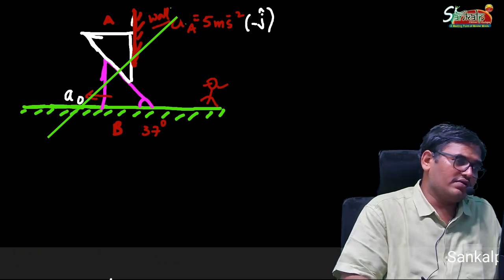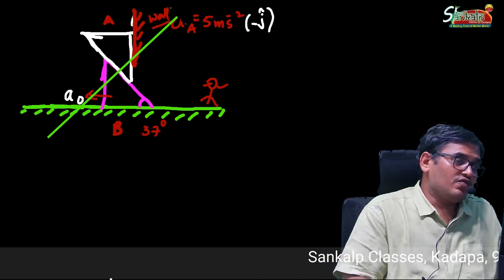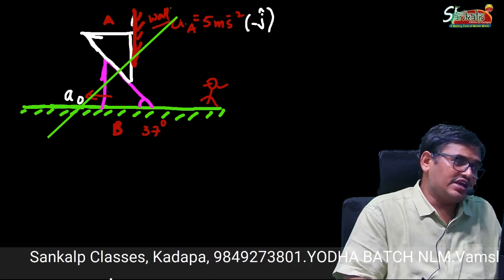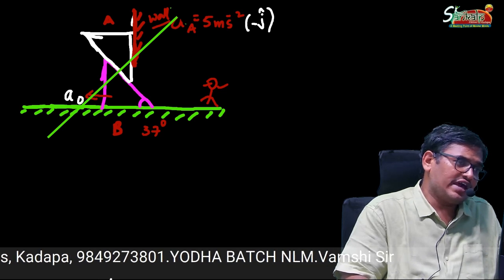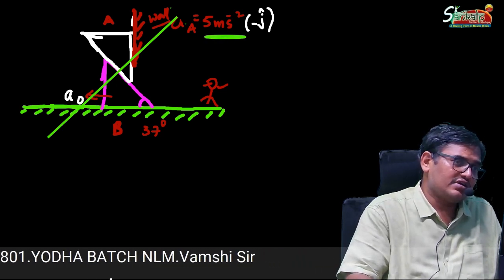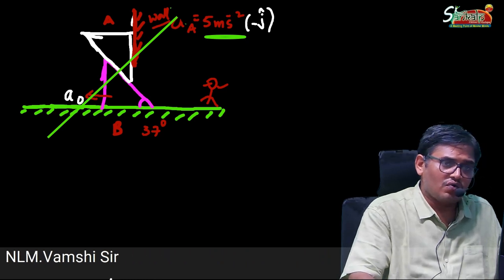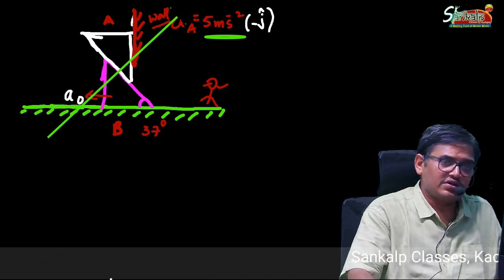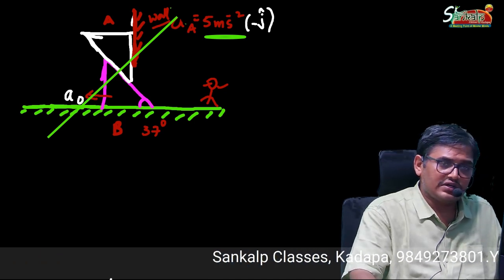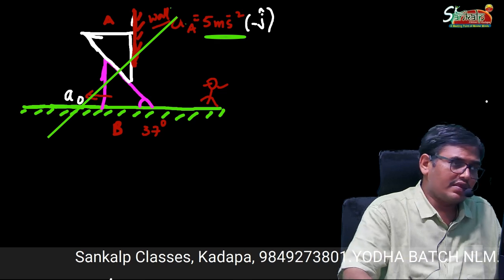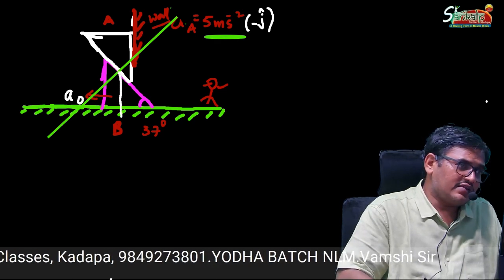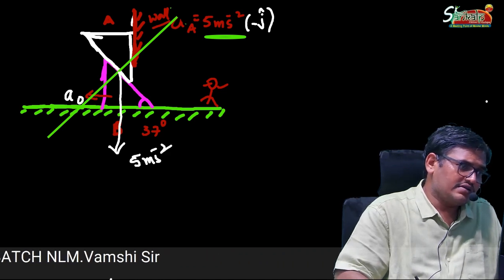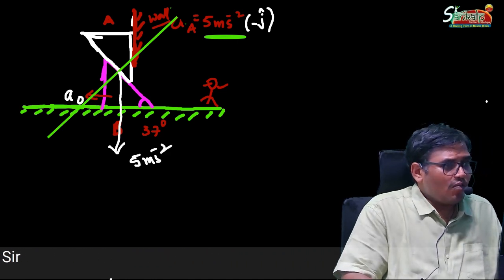Along this normal, we should find the velocities of both A and B wedges. What is the direction of wedge A? Wedge A has vertically downward acceleration. Yes or no? Is it clear or not? Wedge A has a vertically downward direction. So what we should do here: wedge A acceleration is like this, which is 5 meter per second square. But we need the component along this green line.